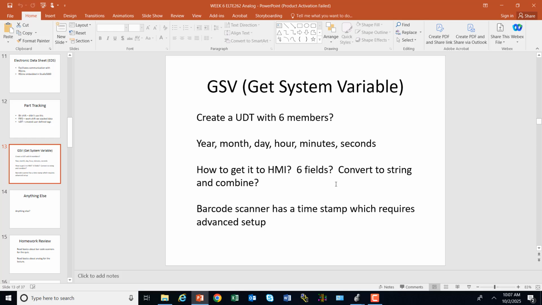The barcode scanners do have a timestamp. I'm thinking that the more advanced ones will come with a timestamp that will be a controller tag that you can grab. But you can set them up. It just requires a lot more of an advanced setup to get that barcode scanner to push that out.